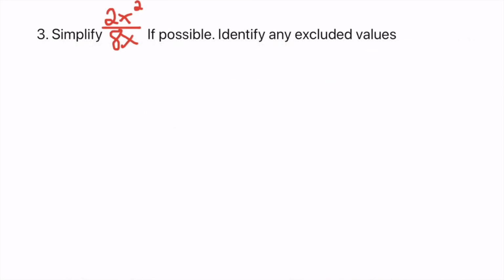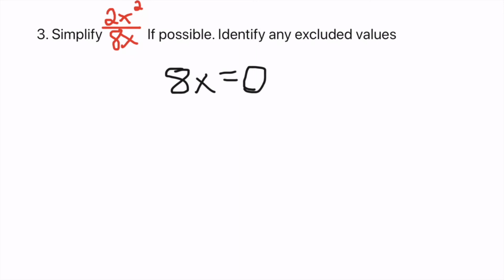Number 3, we have to simplify this and, if possible, identify any excluded values. So remember, excluded values means you can never have a denominator equal 0, because if you do, it's undefined. So the easiest and fastest way to find any excluded values is to take your denominator, which is 8x, and set it equal to 0, because we want to see what x would be to make our denominator 0. Whatever that number is, we don't want it.